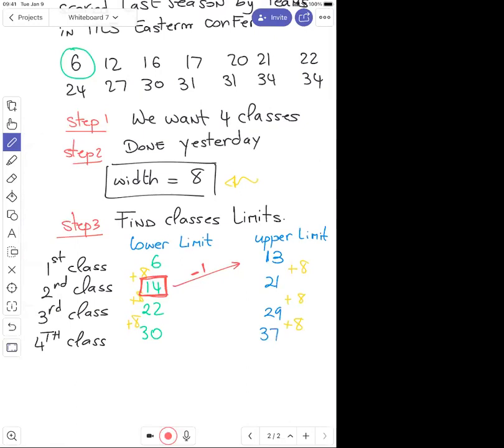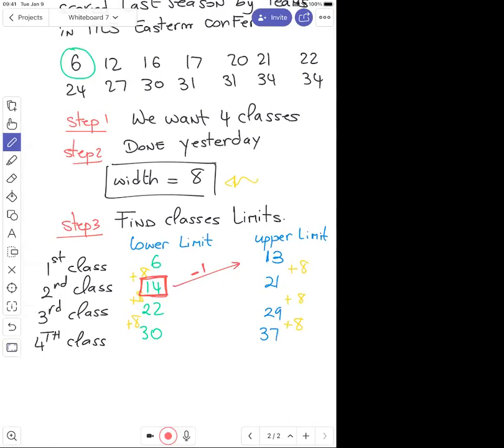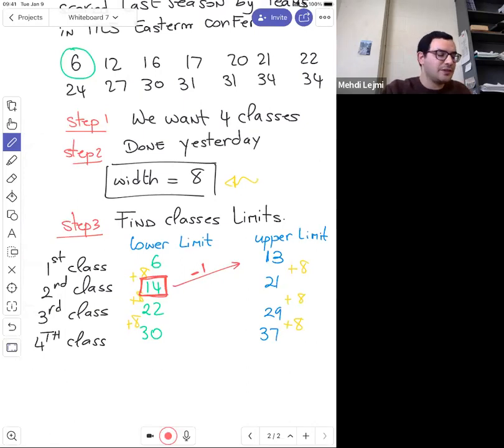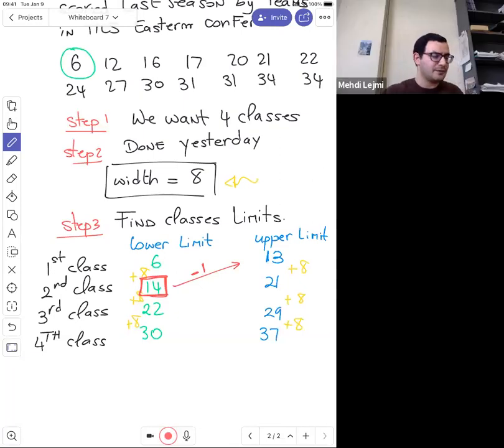Excuse me, Professor. Yes, please. Question. So for the upper limit, to get the first answer, you always subtract from the second class's lower limit? That's what I'm saying. You subtract 1 from the lower limit of the second class, and that's how you get your answer. Yes, that's always the case. It doesn't matter your numbers, how many classes we have, or your width. It's always minus 1.